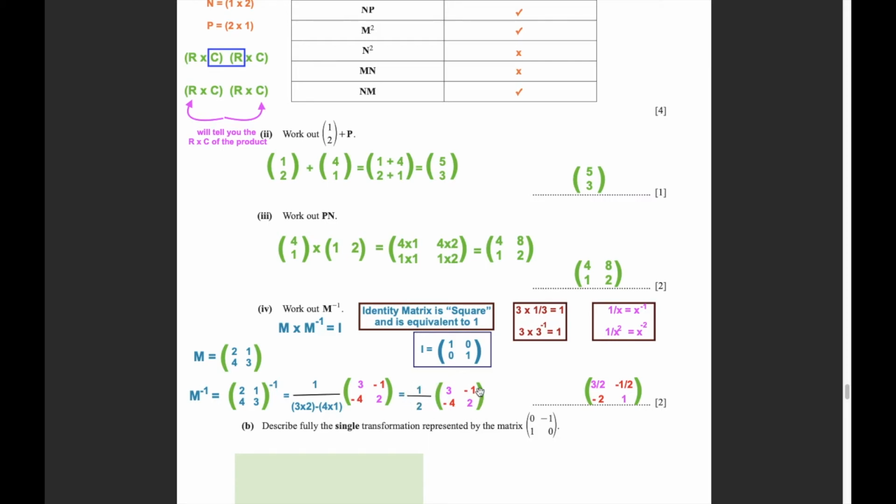You can keep your answer like this, or you can actually multiply each one by half. So 3 times half is 3 over 2. Half times negative 4 is negative 2. Half times negative 1 is negative half. Half times 2 is 1. So either one is correct.